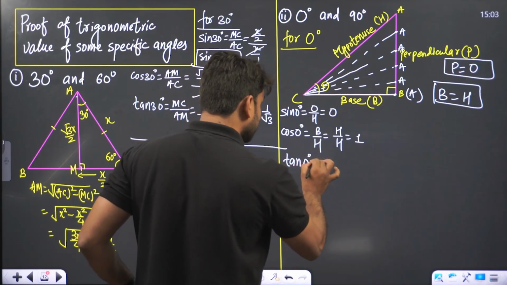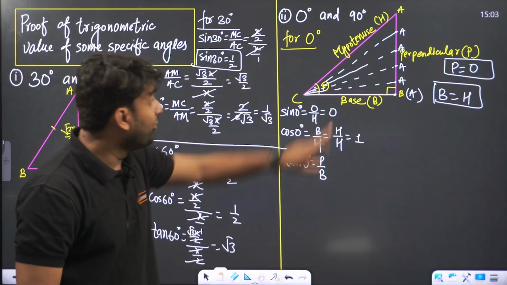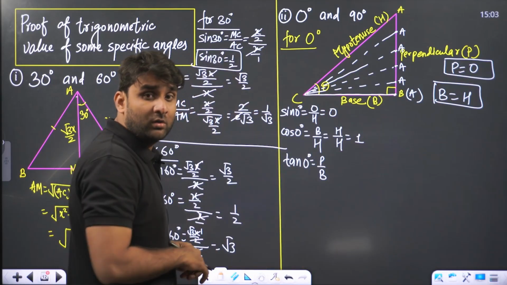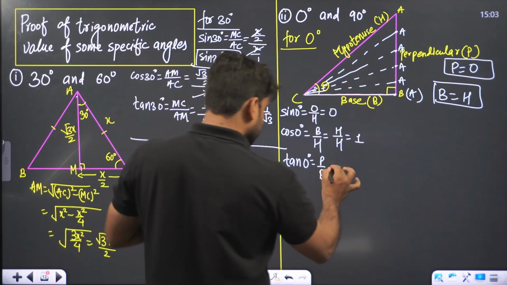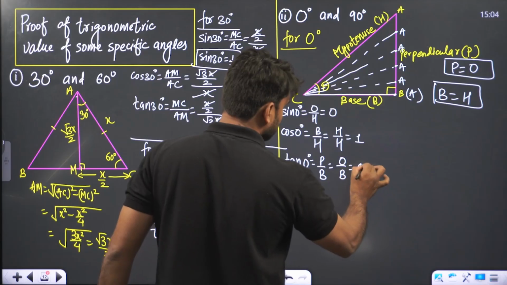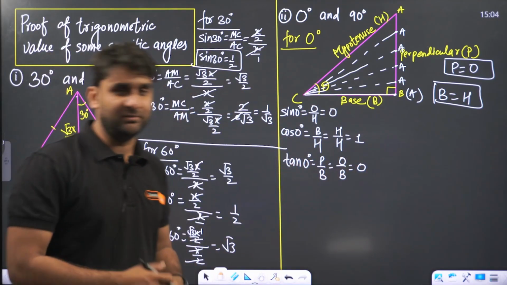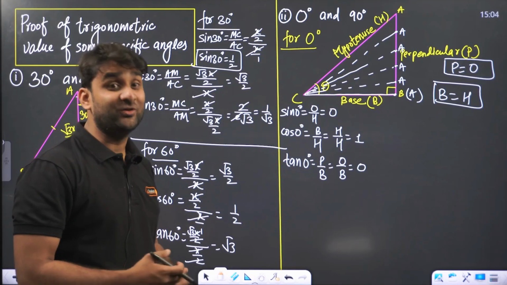Now tan 0. What is tan, guys? Perpendicular divided by base. Oh my God! To make theta in 0 form, perpendicular has to be 0. Yes. And there is some base. So this is 0 divided by base. So this will be 0. When we divide 0 by someone, the result will be 0.